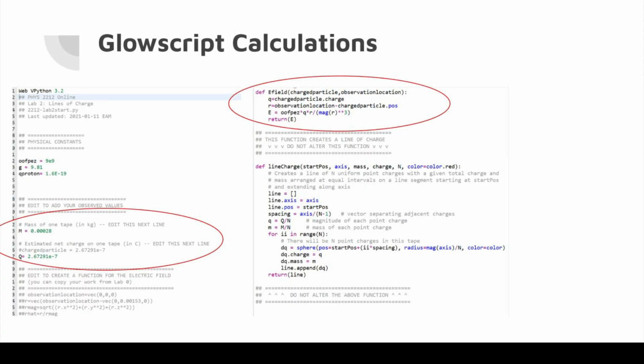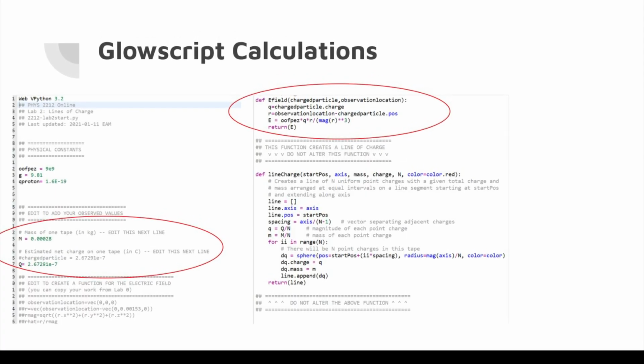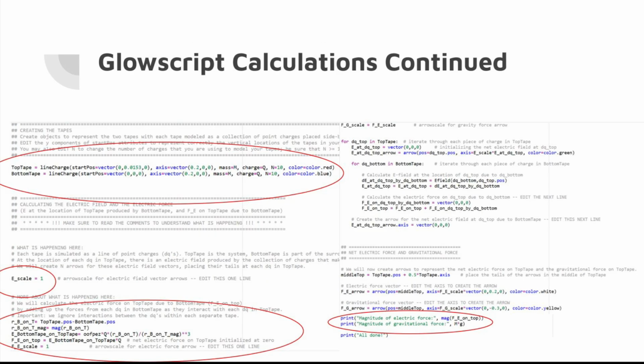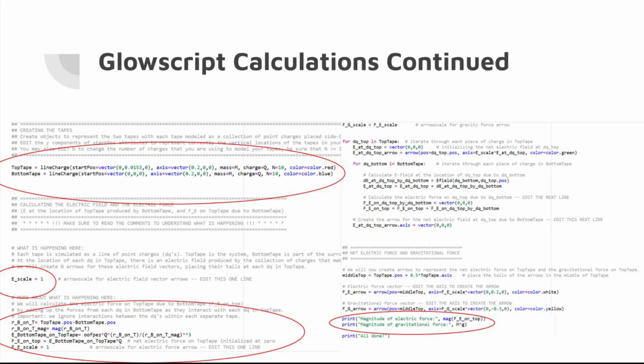And then on the next page, I put in the separation between the two tapes as the distance of the top tape, and left everything else pretty much the same. And then I had to mess with this E scale a little bit and ended up leaving it at 1. And then this next part on the bottom was to find the force of the top tape on the bottom tape.